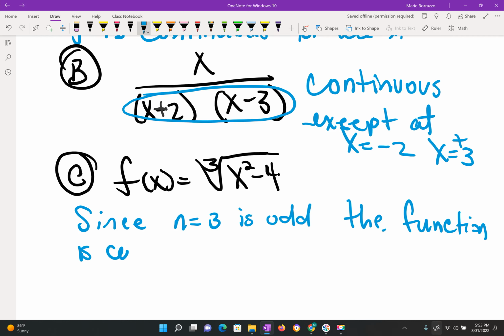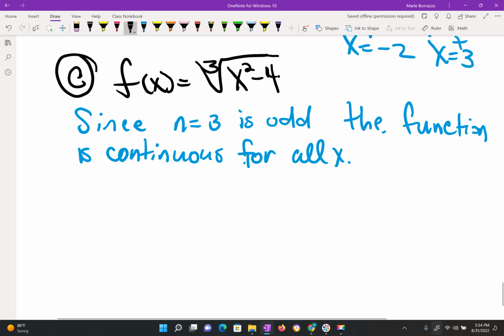The function is continuous for all x. But what happens if it's even? Now we've got a problem, because we can never have the square root of a negative number. You remember that? Can never have the square root of a negative number. That's why example F speaks of that.